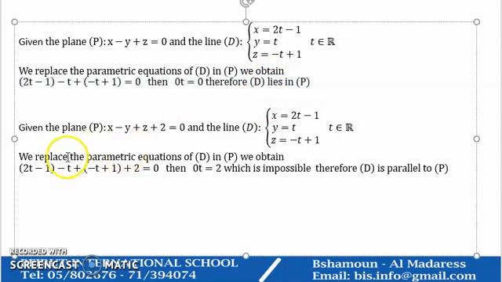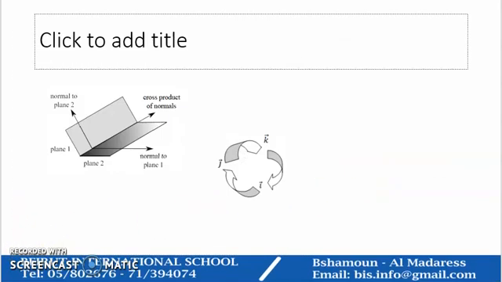What about this plane and this straight line? We notice here that 0t equals 2, which is impossible, because 0t must be equal to 0. Since it is impossible, we can deduce that D is parallel to the plane. They do not intersect, and they are in fact parallel.